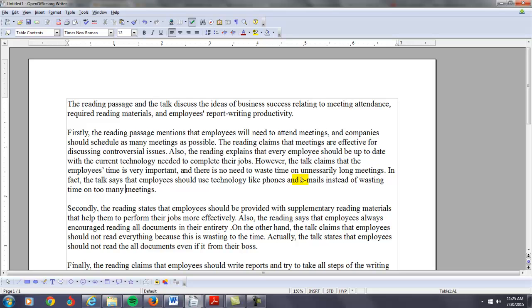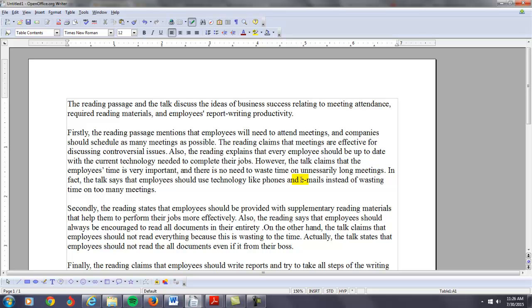too many meetings. See, secondly, the reading states that employees should be provided with supplementary reading materials that help them perform their jobs more effectively. Also, the reading says employees should always be encouraged. Change this to an infinitive because it's a potential event, not a completed one. They should always be encouraged to read all documents in their entirety. So put down this in your notes. Gerunds and infinitives, distinguishing gerunds from infinitives.